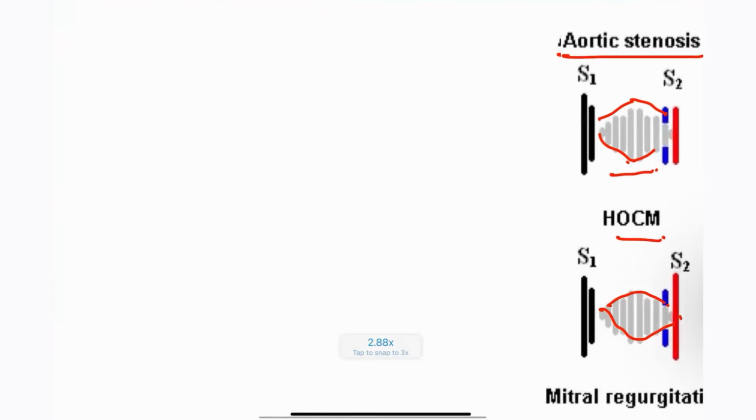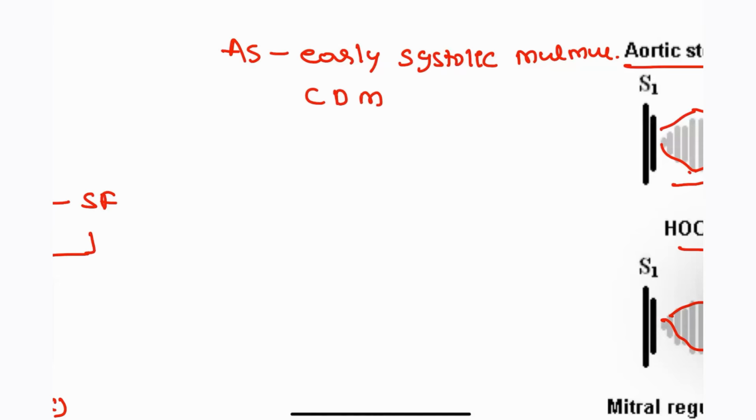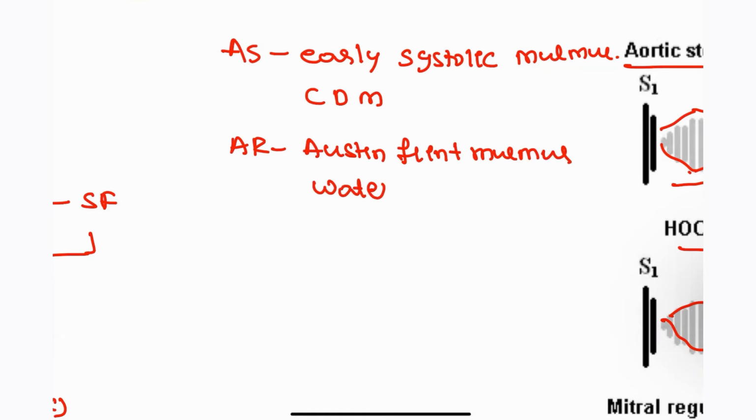Okay, and some of the important murmurs, if you have to remember, AS, this is going to have the early systolic murmur, which is known as a crescendo decrescendo murmur. Okay, next aortic regurgitation, the murmur that is known as the Austin Flint murmur. Austin Flint murmur, and water hammer sign is positive. Collapsing pulse that is seen in this patient.